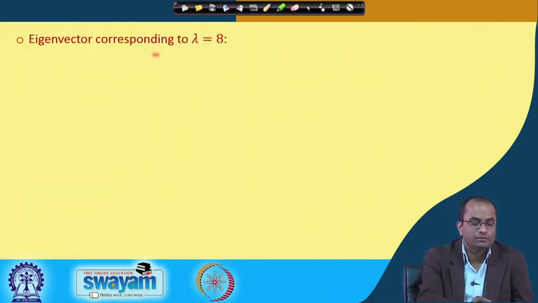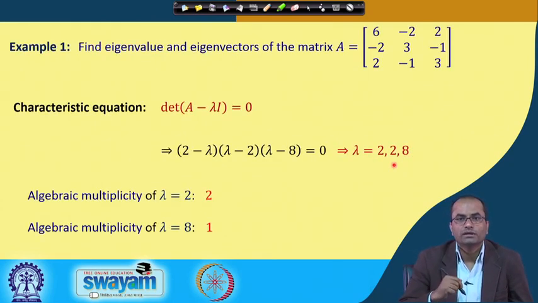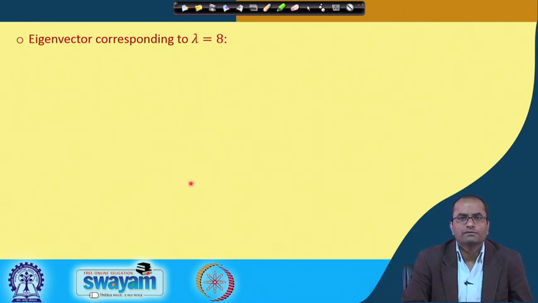So, the eigenvector corresponding to this lambda is equal to 8. Remember, this lambda equal to 8 was repeated once, though we already have the result that the geometric multiplicity cannot be more than 1 in this case, because the algebraic multiplicity of lambda equal to 8 is 1. So, without calculating the eigenvectors as well, we can claim that the geometric multiplicity will be 1, because definitely there will be one linearly independent eigenvector corresponding to this lambda equal to 8.